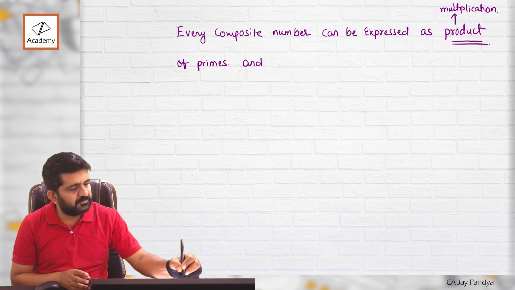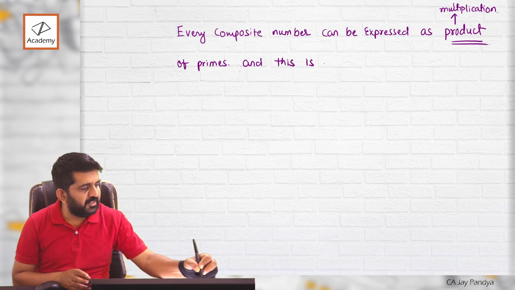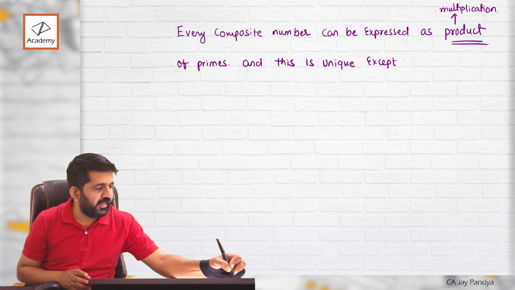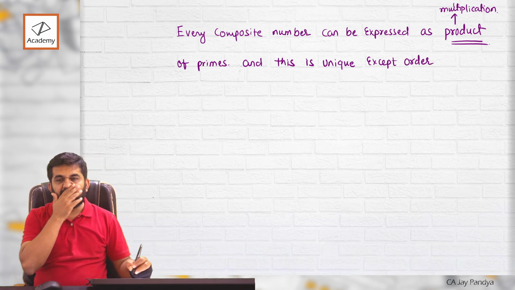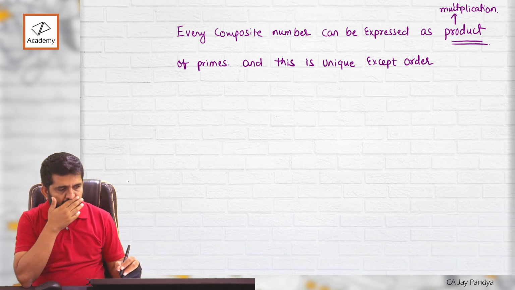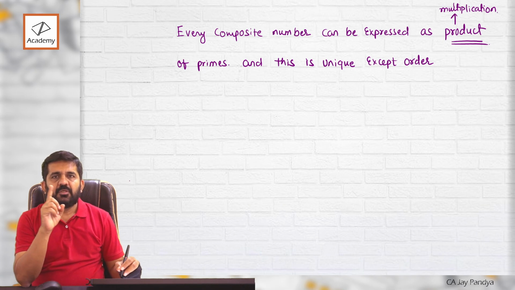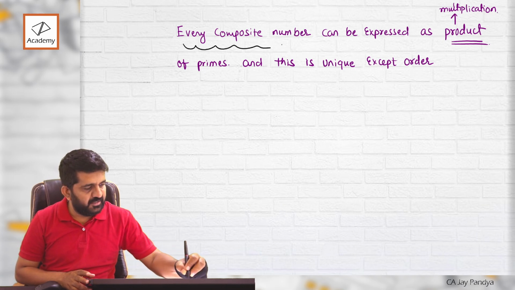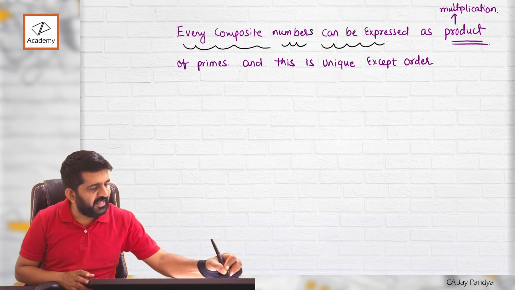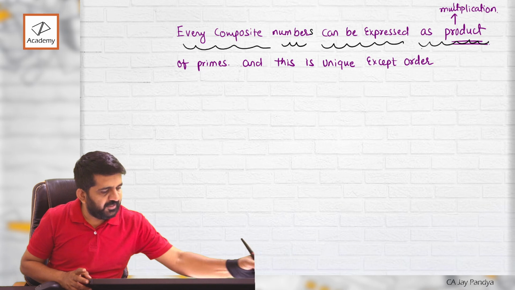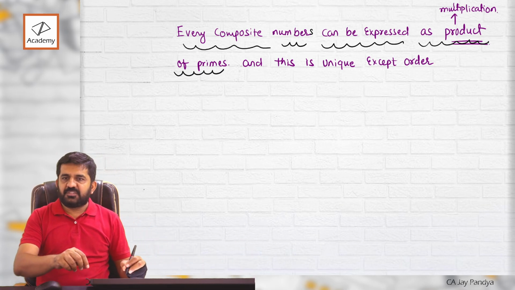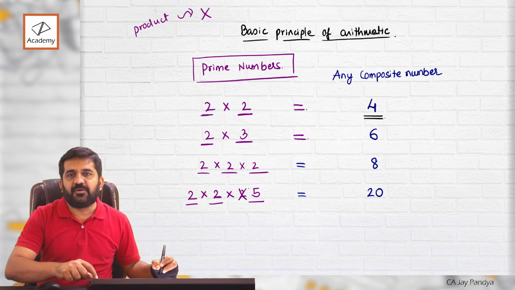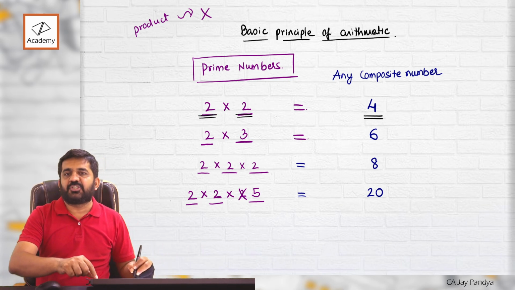And this is unique except order. Please understand, I have already explained you this. Every composite number can be expressed as a multiplication of primes. We have done it n number of times, that every composite number can be expressed as a multiplication of primes.